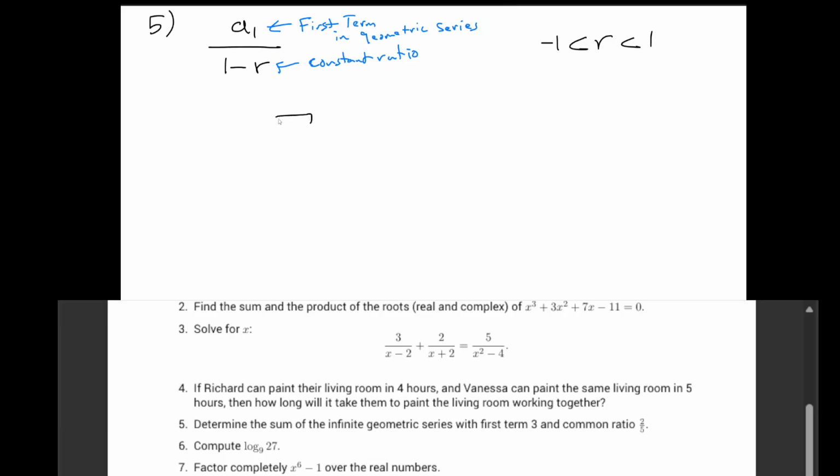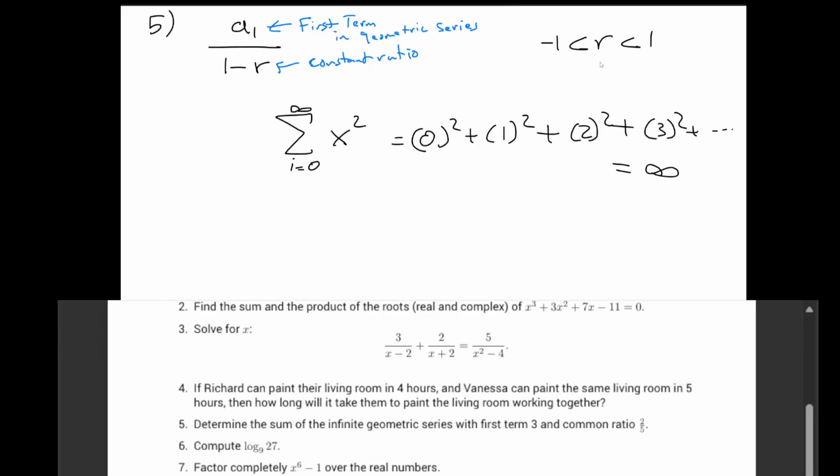If you have a sum, again, this is sigma notation, hopefully you're familiar with this. Let's say i equals 0 is our index variable, to infinity, of i squared. This is not possible. This would be 0 squared plus 1 squared plus 2 squared plus 3 squared plus dot dot dot. This will just go towards infinity, and that's not an acceptable answer for a sum.